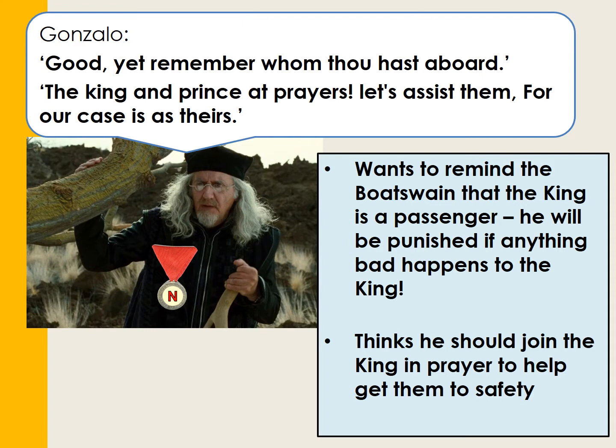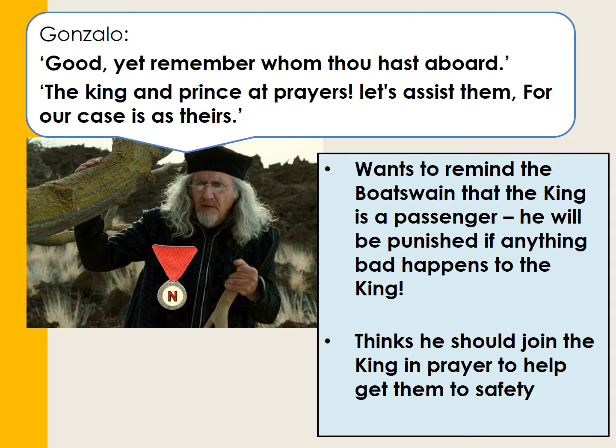So one of the key moments in Act 1, Scene 1 of the play is during the storm, the boatswain is constantly reminding Gonzalo of humanity's weakness, really in the face of nature's violence. But obviously Gonzalo is sort of saying, well, good, yes, that's true, that nature is terrifying and we can't control it, yet remember whom thou hast aboard. So remember who you are carrying in this ship. He then says, the king and prince are at prayers, let's assist them, for our case is theirs.